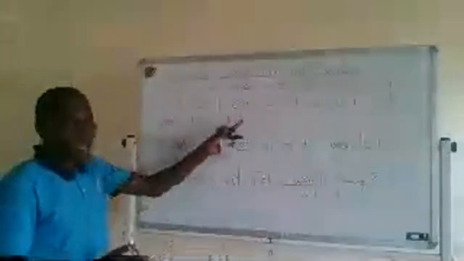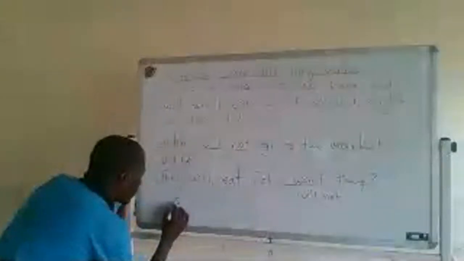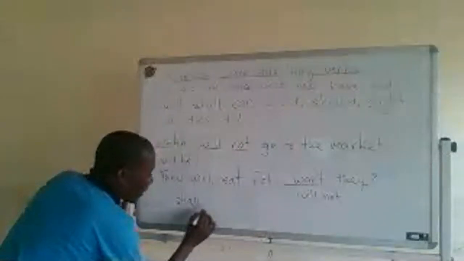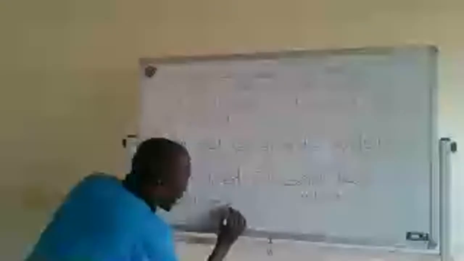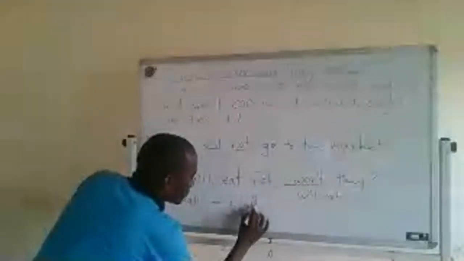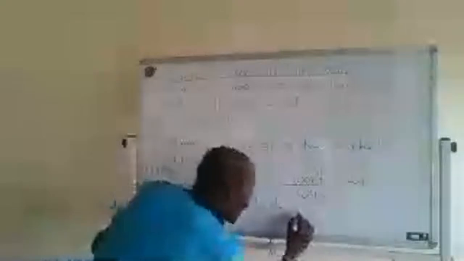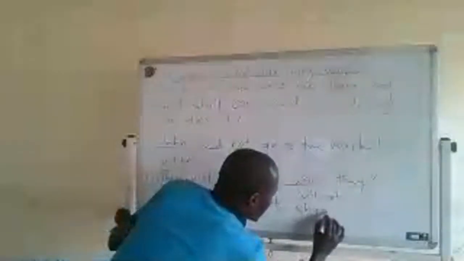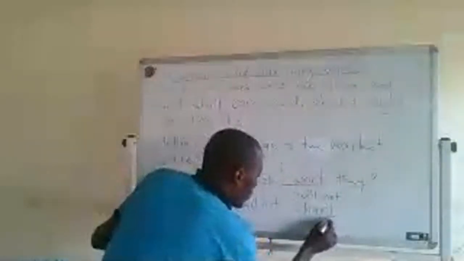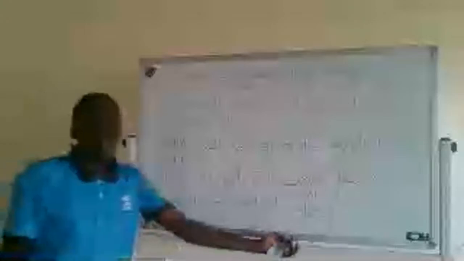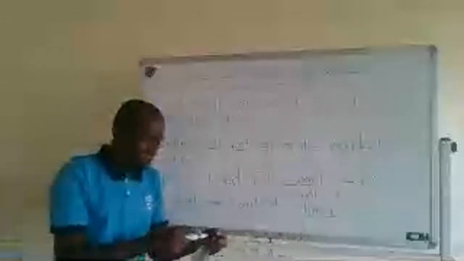We have very many others. For example, shall. In its negative form, it's going to be shall not. In its short form, it's going to be shan't. So you have to be in position to identify some of these things.